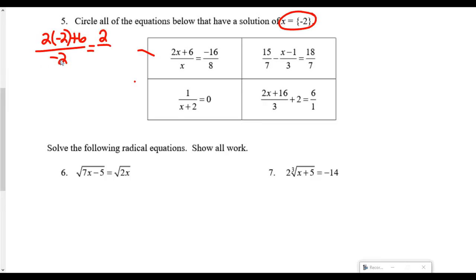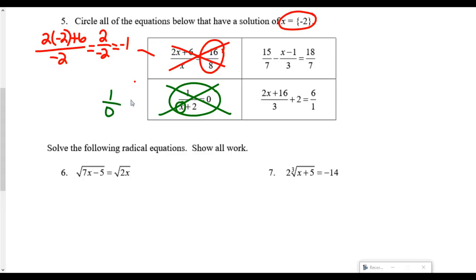All right, so for the first one, I have 2 times -2 plus 6, so that's -4 plus 6 is 2. 2 divided by -2 is -1. What do I have over here on the right? Is that equal to -1? No, that's equal to -2. So this one doesn't work. All right, let's go to the one below it. In this one, when I plug in -2 for x, I'm going to have division by 0, so that one doesn't work, right? I can't have 1 over 0. That's bad.